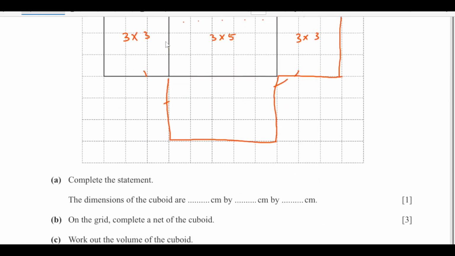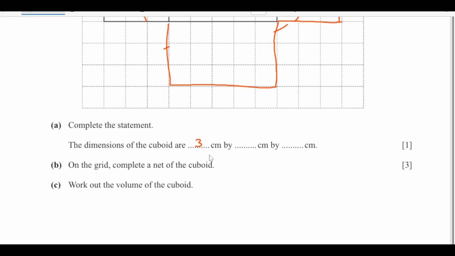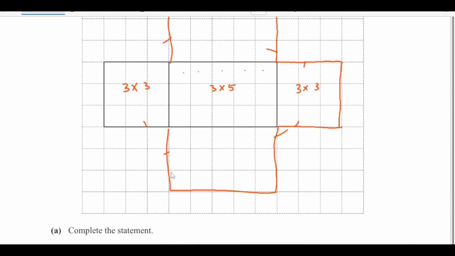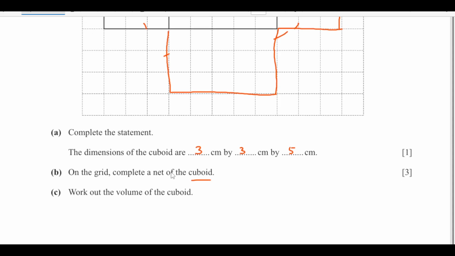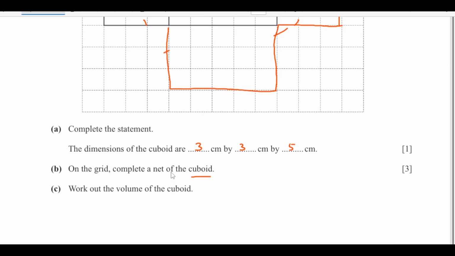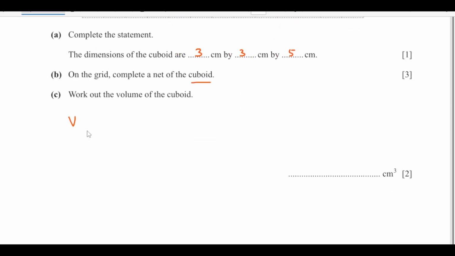So if you see, we have the dimensions as 3 centimeter, 3 centimeter and 5 centimeter. On the grid, complete the net of the cuboid. So the net of the cuboid, we have already drawn this one. Now work out the volume of the cuboid. So volume is always length times width times height. So it is 3 times 3 times 5. 5 times 9, it is 45, right?